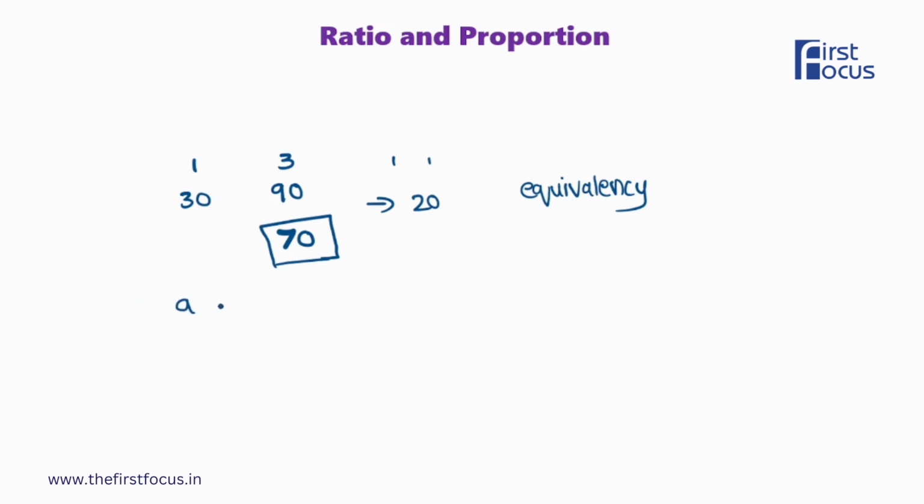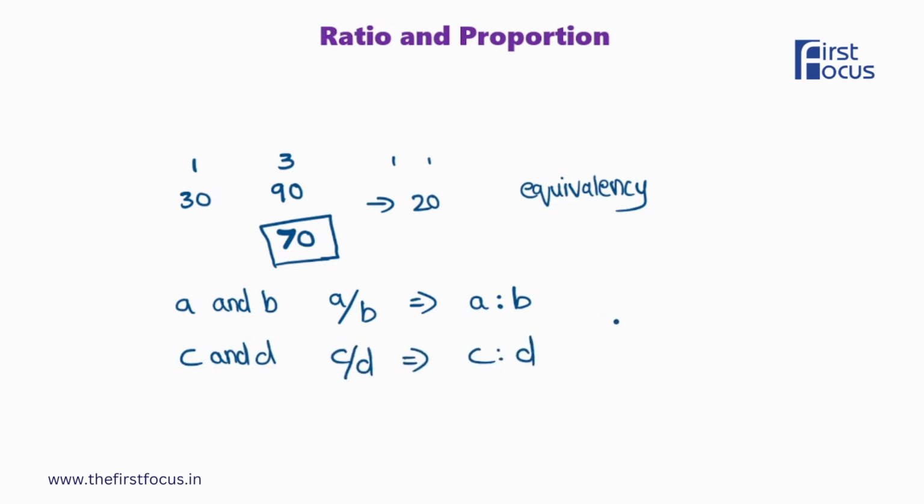If two values a and b are given, we can write it in fraction form as a by b, and in ratio form we will write it as a is to b. If there are another two quantities c and d having the same ratio, we can equate the ratios as a is to b is equal to c is to d. This is called ratio, and the equivalency of the ratio is called proportion.